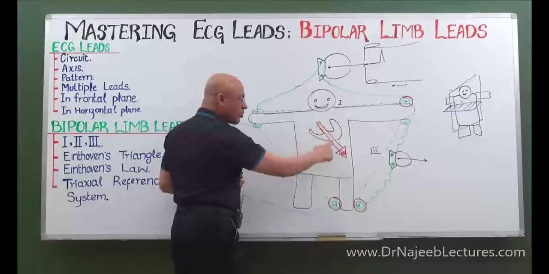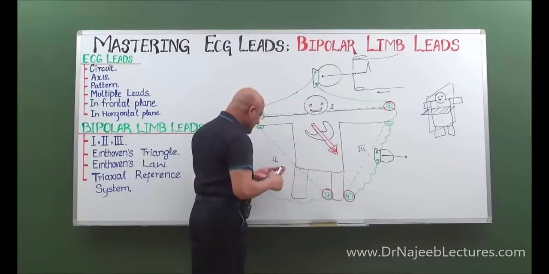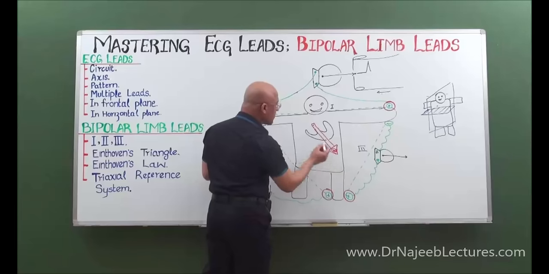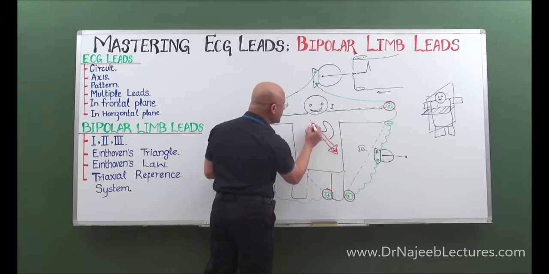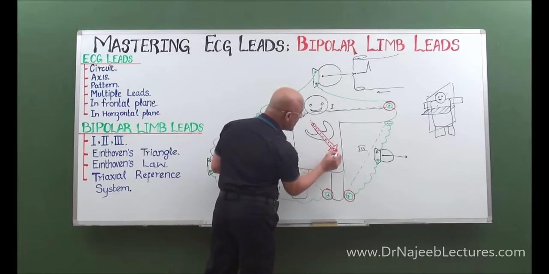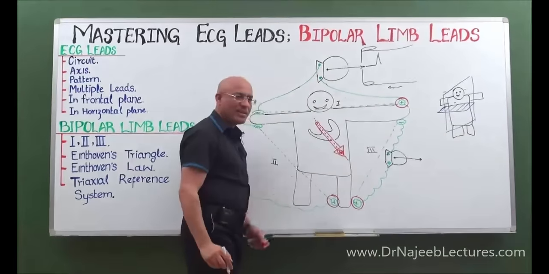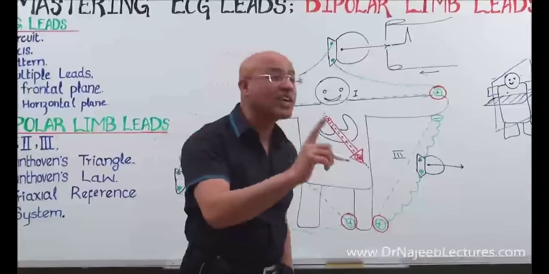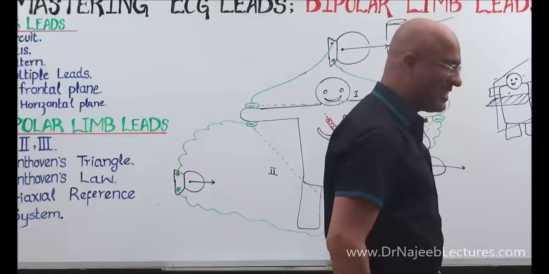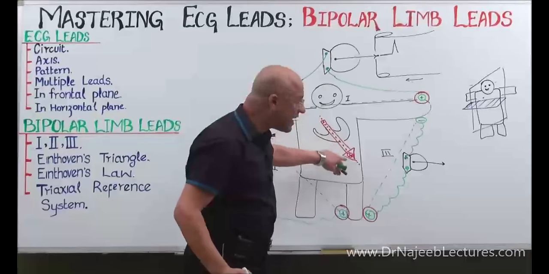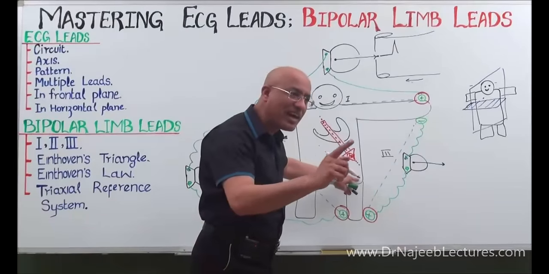This vector is moving downward and leftward. This direction, downward and leftward, is the axis of the lead. What is this? Axis of the lead? No. It is the axis of the electrical vector of the heart. This is the axis of the electrical activity of the heart.